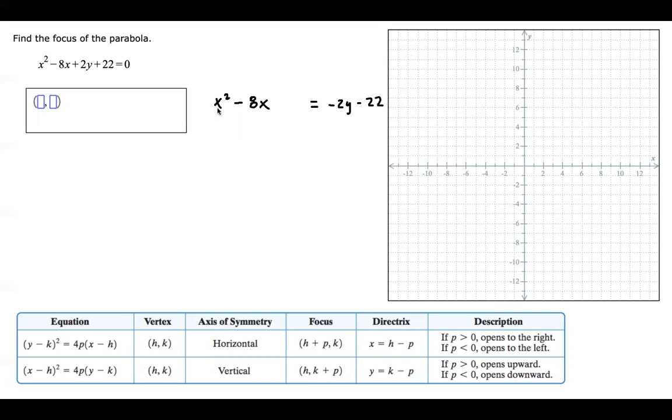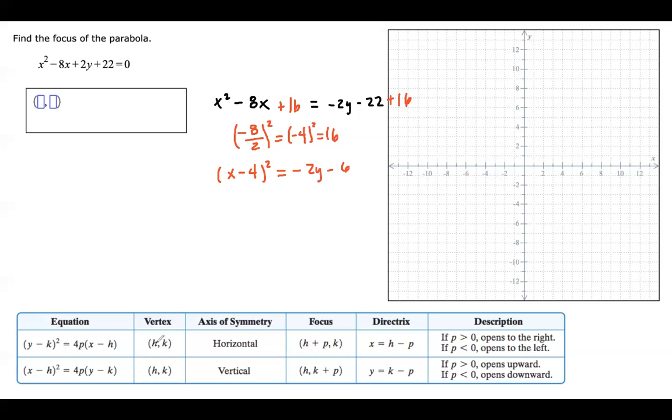Because I only have one squared term, I'm going to complete the perfect square trinomial on this side. That is minus 8 divided by 2, squared, so that is minus 4 squared, that is 16. I'm going to add 16 on the other side as well, and then factor this as x minus 4 squared is equal to minus 2y minus 6.